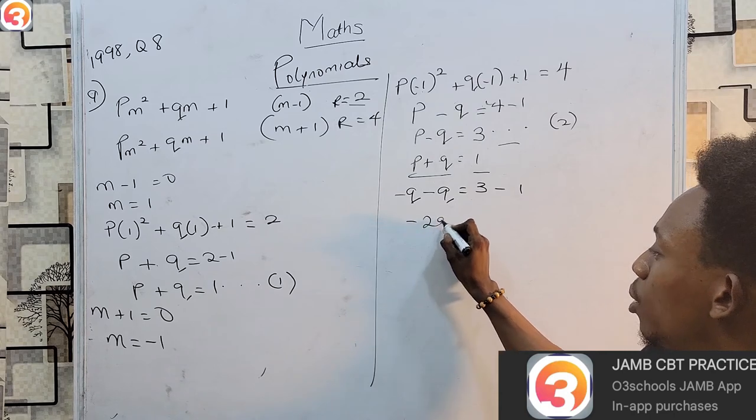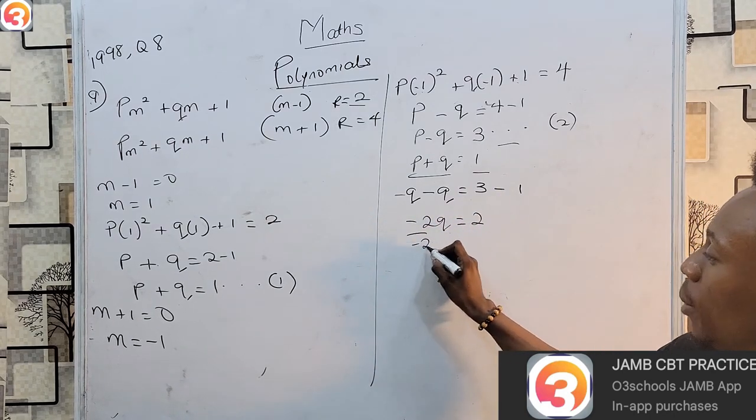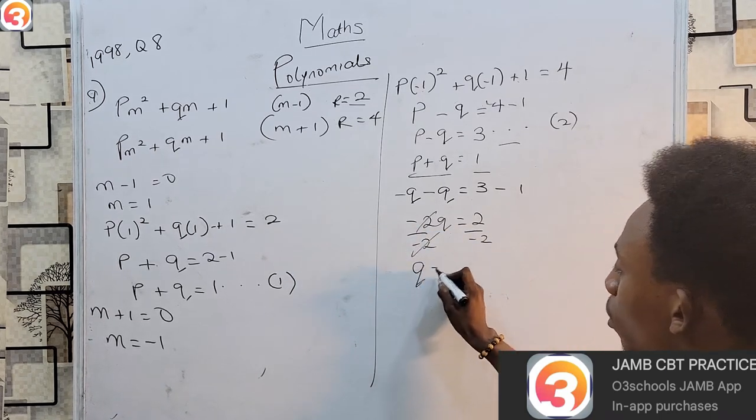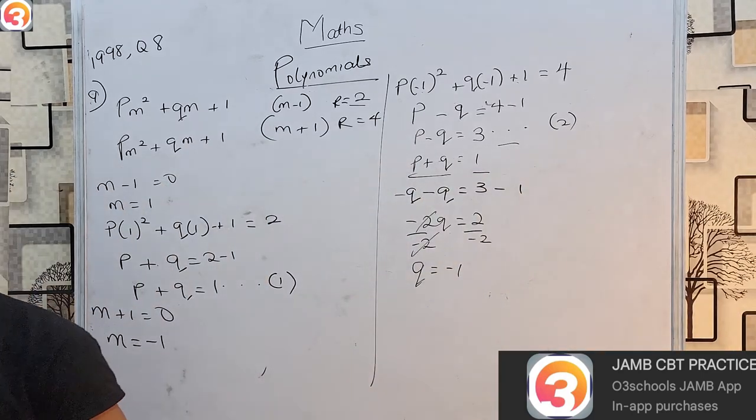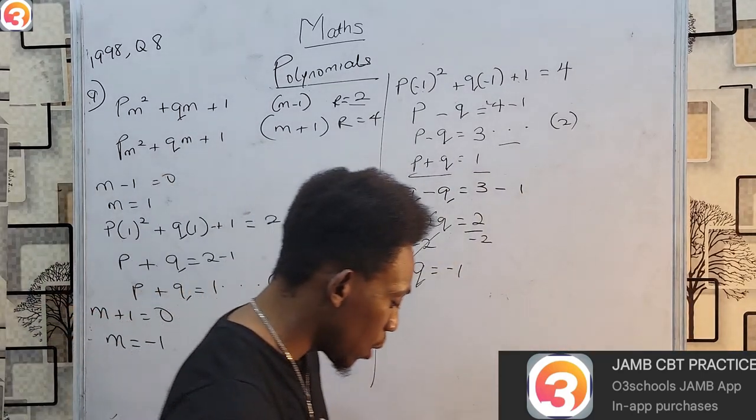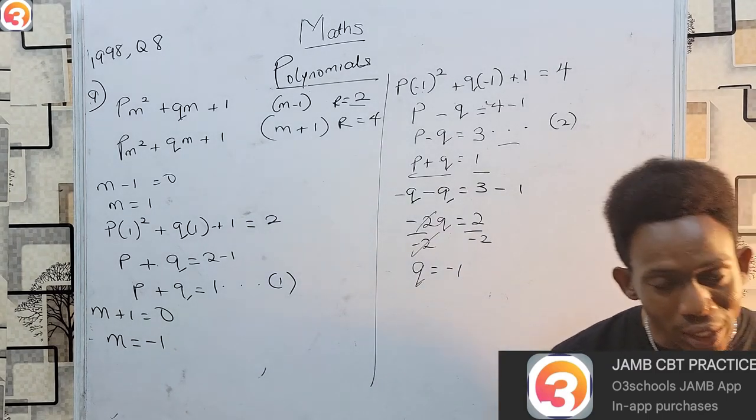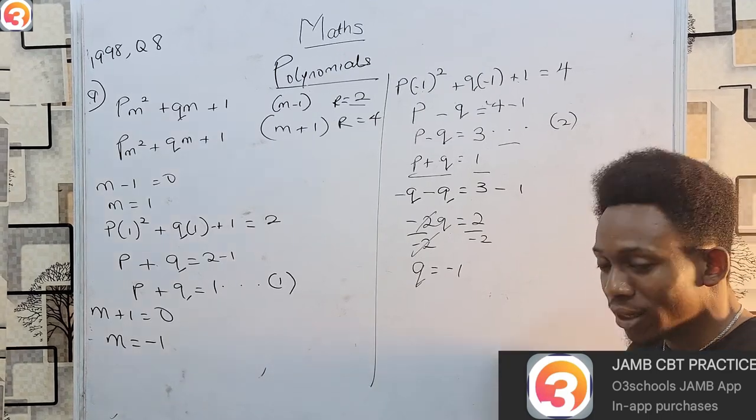Minus q minus q is minus 2q. 3 minus 1 is 2, over minus 2 over minus 2. And q must be equal to minus 1. Now, again, just like I always said, don't oversolve. Let's check our options. They say we should find the values of p and q respectively. That means q should be my later answer.